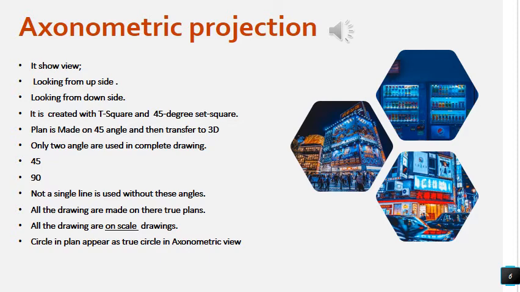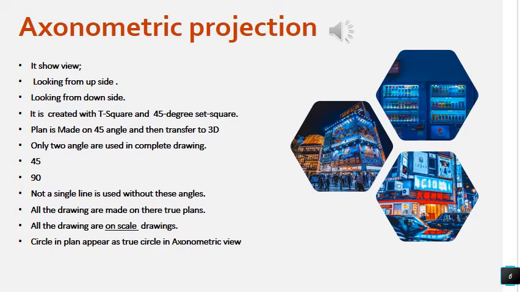So the true plan, the plan size: if you are going to make the plan at 45 degrees at 1/4 scale, you can draw all the heights and all the three-dimensional objects on that plan at 1/4 scale. It means the plan is completely created on scale, and the drawing is also created on that scale. Only two angles are used in the complete drawing, 45 degrees and 90 degrees. Not a single line is used without these angles. There will be no other line at other angles.